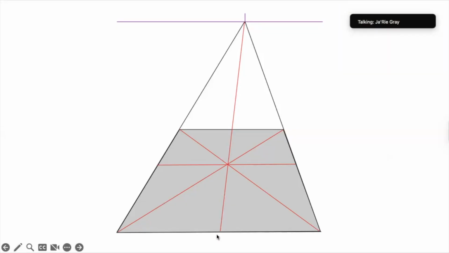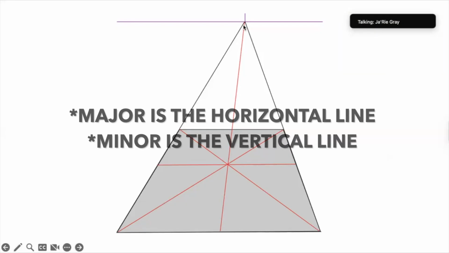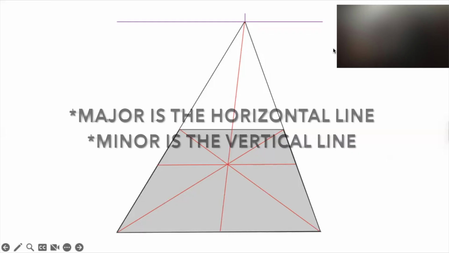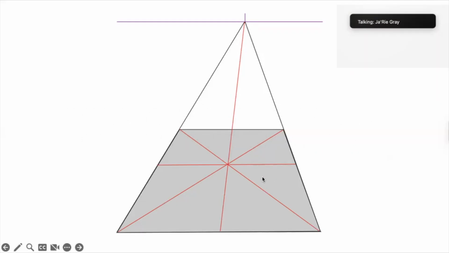So I believe the center axis that moves towards the vanishing point, because I don't want to forget this, I always get it confused, but I believe that is our major, and I think the minor is the horizontal line. So I need to double check that just to make sure. But we need those lines.